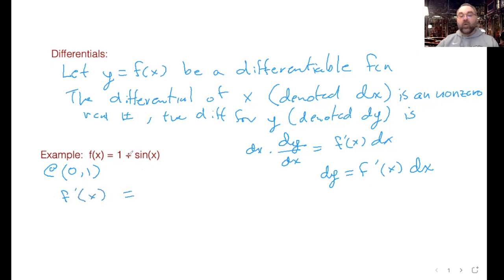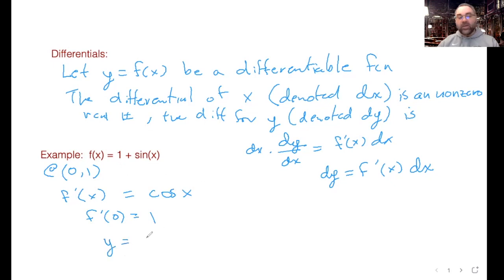What is the derivative of 1? Well, that's constant, so it just derives away. And so we're left with the derivative of sine, which of course is cosine. And so now at 0, we get a slope of 1. I gave you kind of an easy point, right? That's the y-intercept. So we can actually write the tangent line equation here.